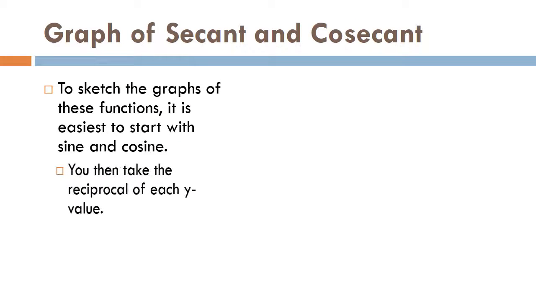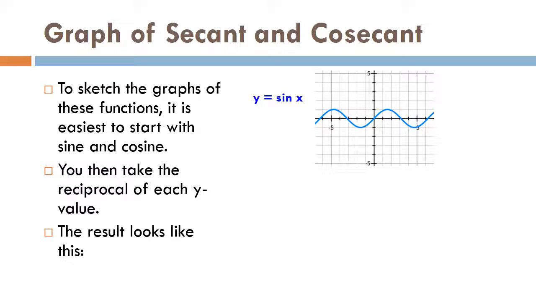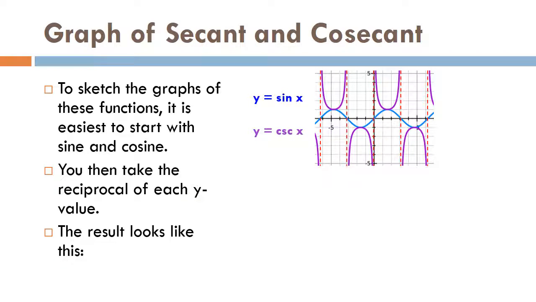So here's what we're going to do. We're going to start with the graph of sine or cosine, then take the reciprocal of each y value, and what we get looks like this. So here's y equals sine of x, and then notice we've got vertical asymptotes going through where the sine hits the x-axis. And our cosecant is like little u's and n's that go to meet the sine curve. So the purple part is the cosecant.